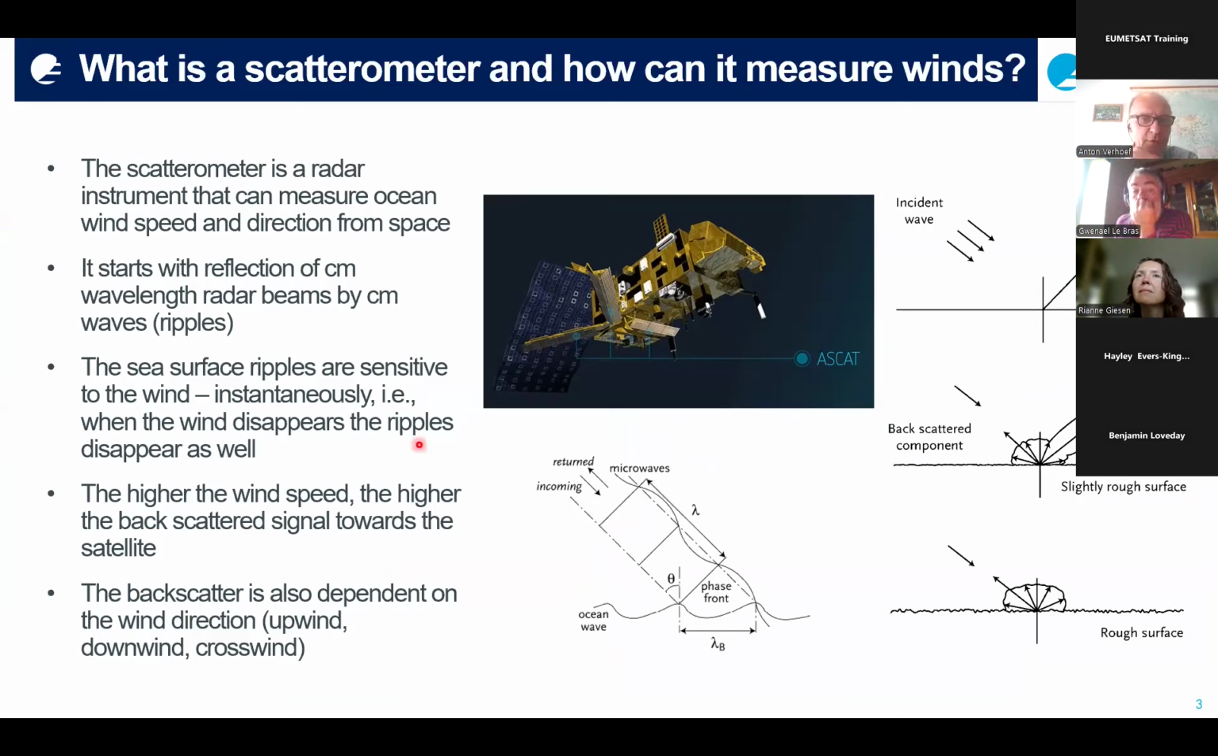So the scatterometer is a radar instrument. It can measure ocean wind speed and direction, so two parameters, from space. And here you see an image of the METOP satellites, and the ASCAT radar antennas are mounted at the underside. You can see the three different antennas all pointing in different directions, and this is important. I'll come back to that later.